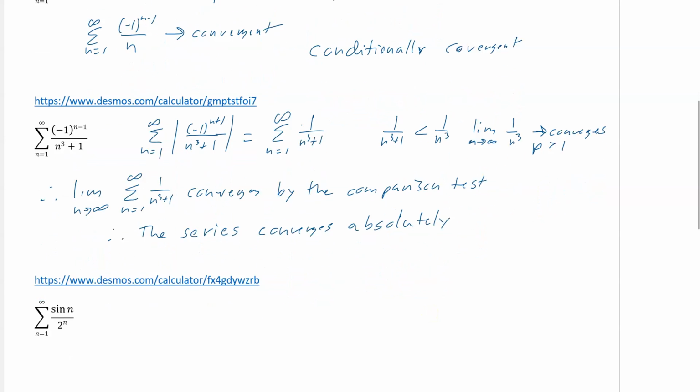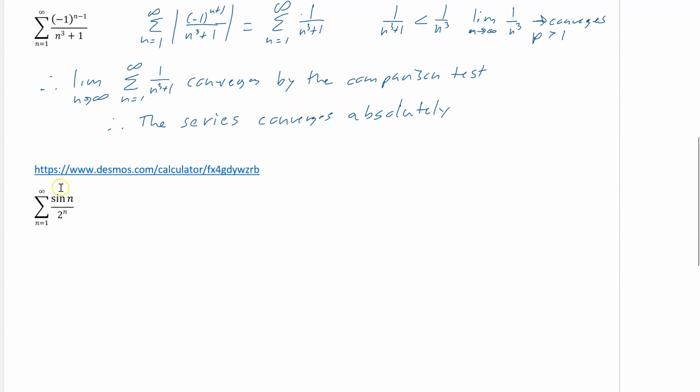All right, let's try one that's not an alternating series. So sine n, you think, oh, well, sine does alternate. It goes positive and negative. Yes, but it's not going positive 1, negative 1. We don't have that pi in there. And so it's going to alternate between positive and negative values, but it's not an alternating series. So let's write it. n equals 1 to infinity.